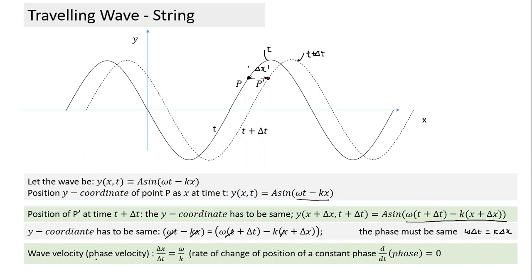So how do we find wave velocity or phase velocity? Why do we call this phase velocity? Because for point P to move to P dash, the phase has to be equal. Our phase has to be constant for the waveform. Wave velocity, also called phase velocity, is equal to delta x by delta t, which is equal to omega by k. And how do we find wave velocity? We can find it by keeping this phase constant. If I equate whatever phase is given to a constant and take its derivative with respect to time, I get the wave velocity dx by dt. So it is the rate of change in position of a constant phase. So d by dt of phase equated to 0 gives the wave velocity.